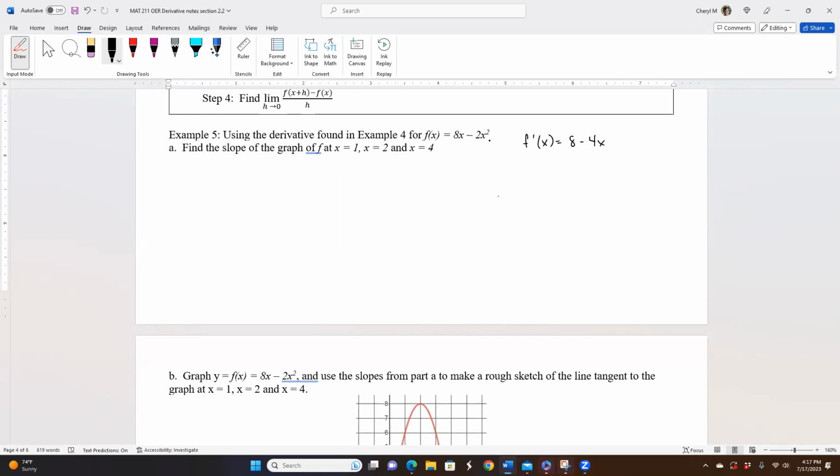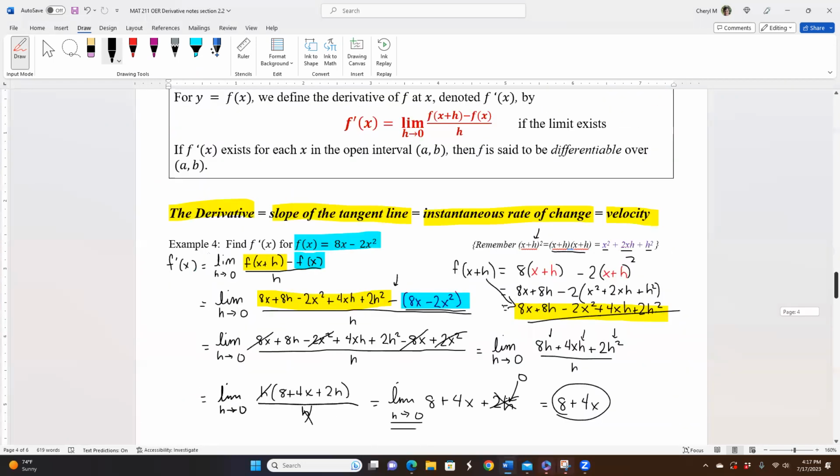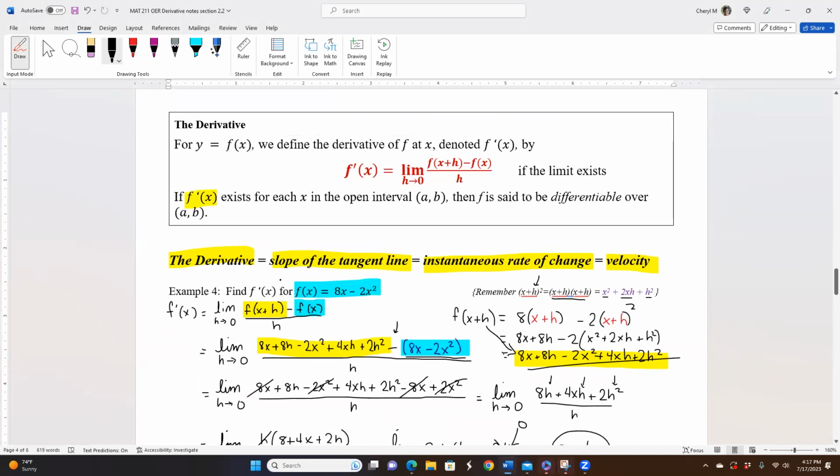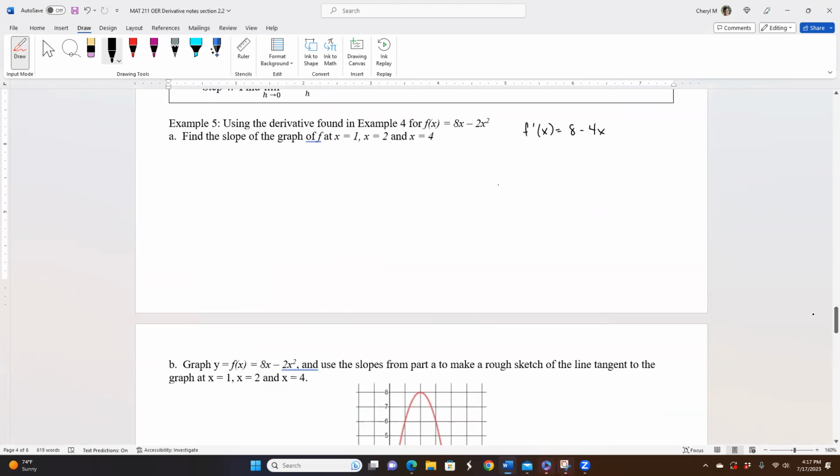Now it wants us to find the slope. Remember, we said above that the derivative is the same as the slope of the tangent line, instantaneous rate of change, and velocity. So when we want to find the slope of the graph, we're just going to plug those values into our derivative. The slope at 1 would be f prime of 1, which would be 8 minus 4 times 1, or 4.